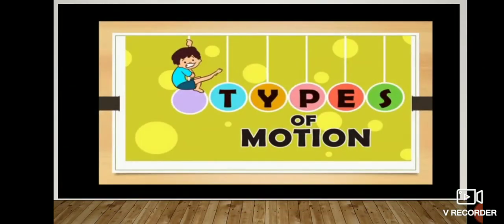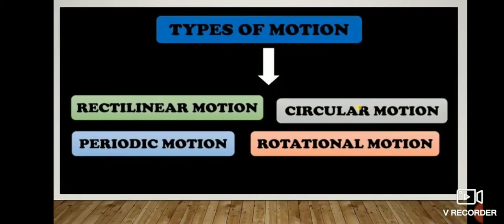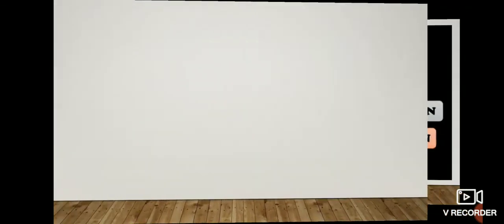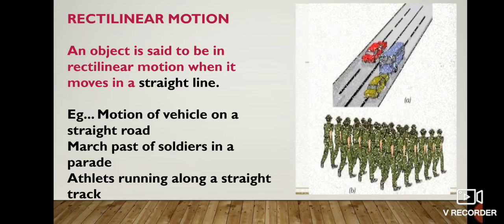Now let us study about different types of motion. Motions can be of different types: rectilinear motion, circular motion, periodic motion, and rotational motion. Rectilinear motion. An object is said to be in rectilinear motion when it moves in a straight line. Motion of a vehicle on a straight road, march past of soldiers in a parade, athletes running along a straight track, all are examples for rectilinear motion. Rectilinear motion means motion in a straight line.